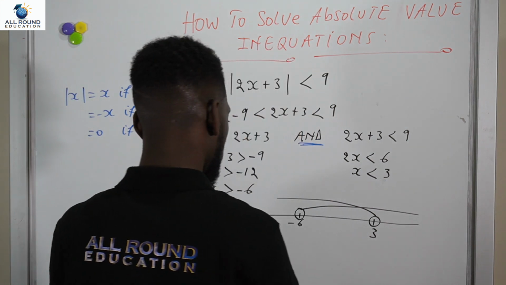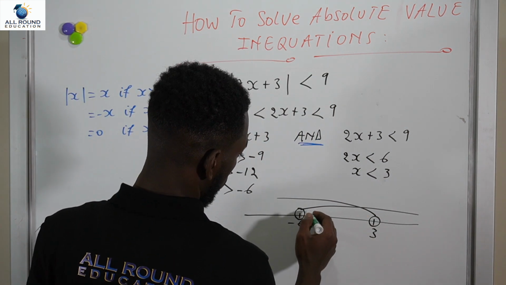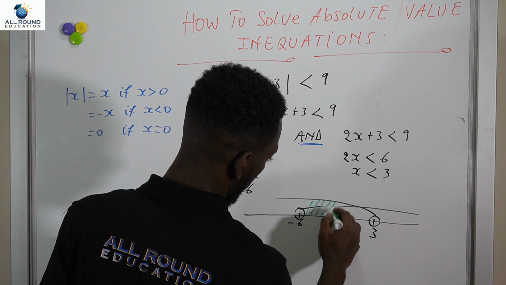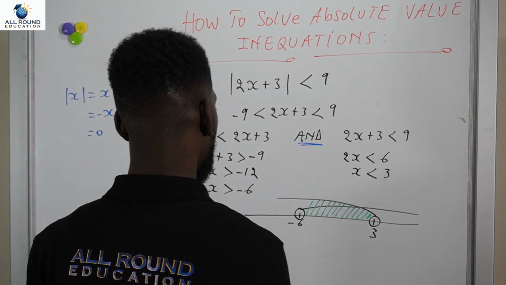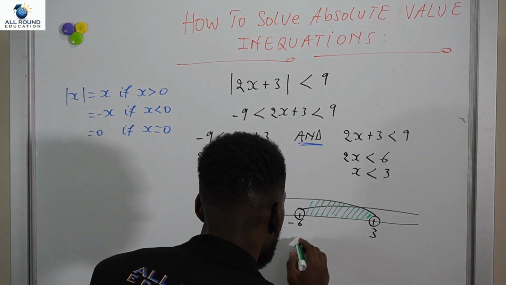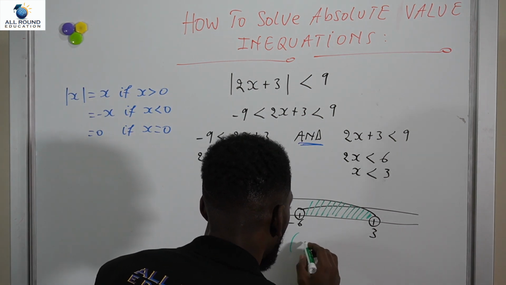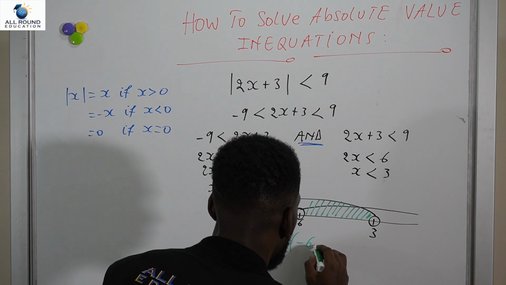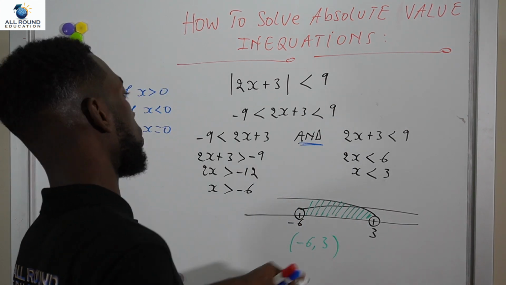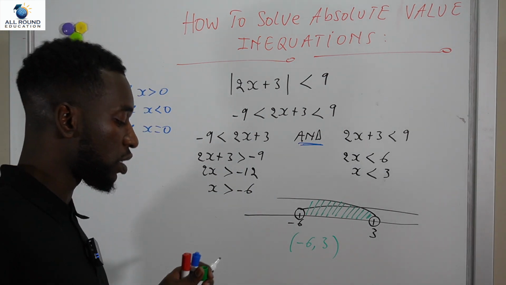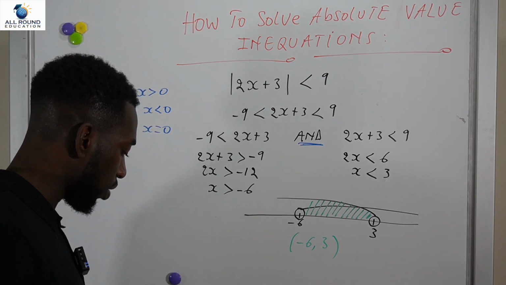So what is the solution? This is the solution: the interval here, what they have in common. The way you write this solution is with an open bracket, negative 6, and 3. So this is our solution for our first example. I hope this makes sense, but we're going to do one more.